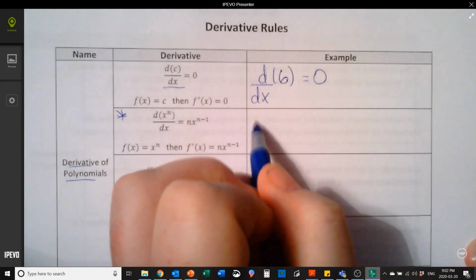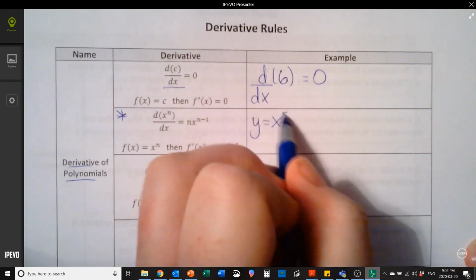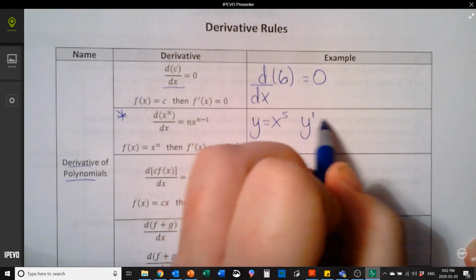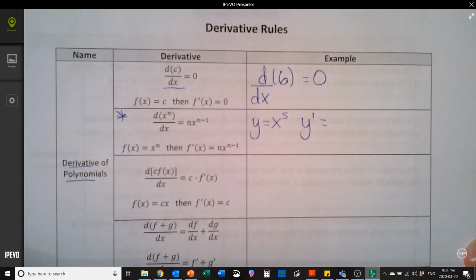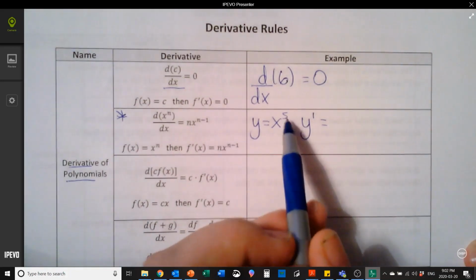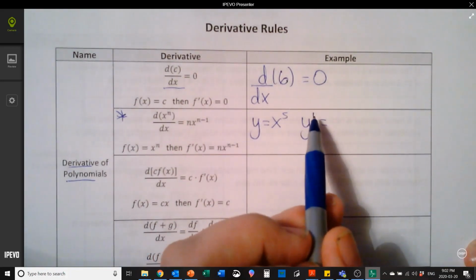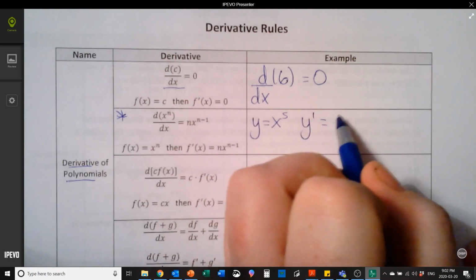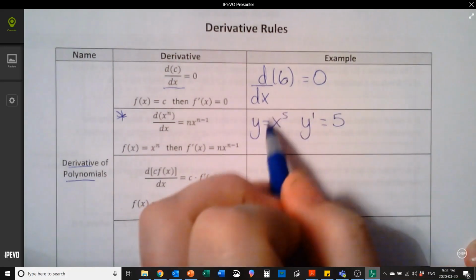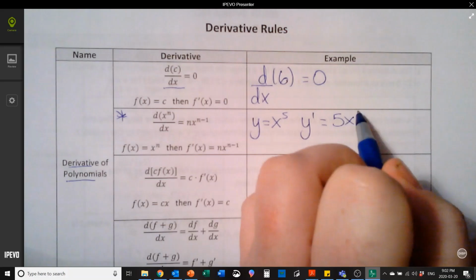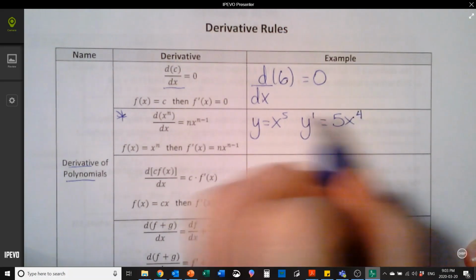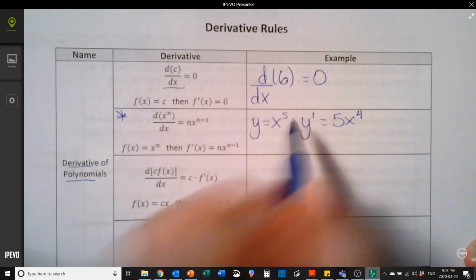So, for example, if my function is x to the 5, according to the power rule, y prime, which is its derivative, is going to be 5. 5 comes down in front, x to the 4, because 4 is 5 minus 1, so I reduce the power by 1.